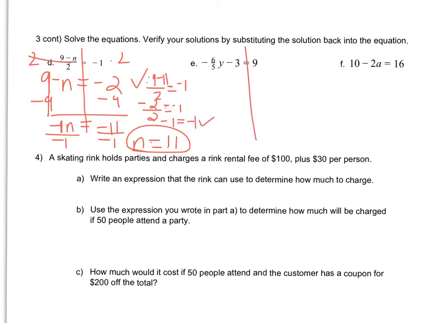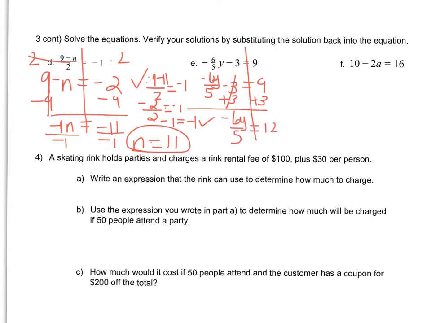If I look at 3e, I'm going to go ahead and add 3 first. But before I do that, this problem looks a little scary, right? Because when you have a variable on the side of a fraction, where does he really belong? He really belongs on the top. So I have negative 6y over 5 minus 3 equals 9. So now I'm going to add 3 to both sides. So I have negative 6y over 5 equals 12.